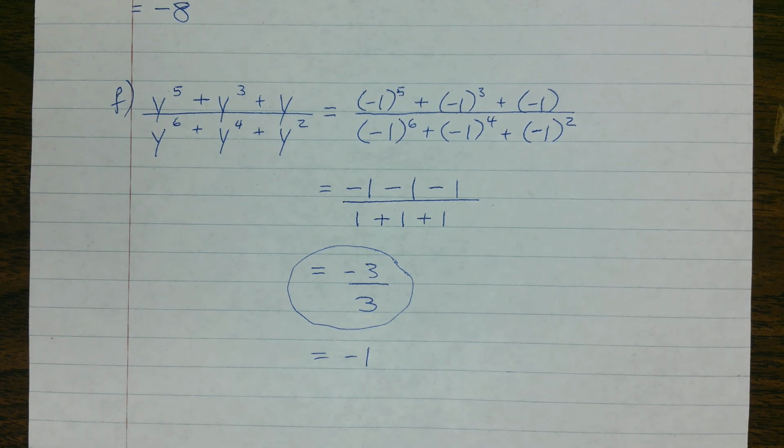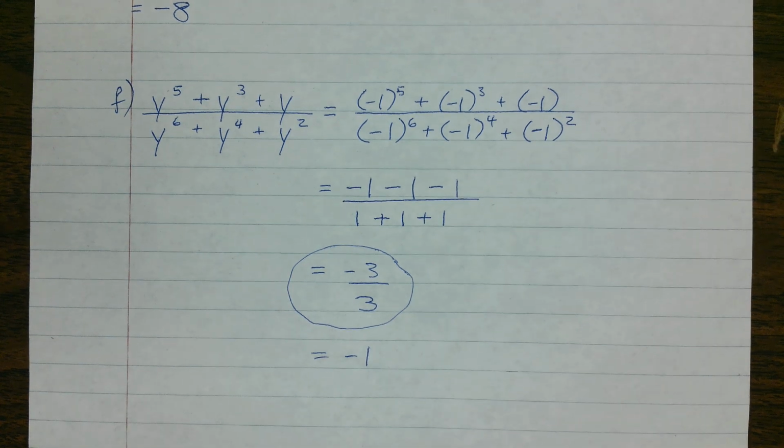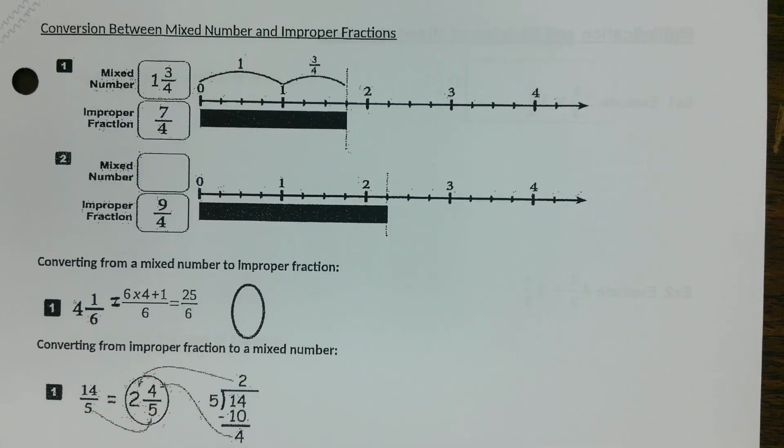Okay, so today's handout. Yes, that's why I said you need a binder, because I give you a lot of paper. So we talked about improper fractions and mixed numbers. You do need to know how to go from one form to the other interchangeably.